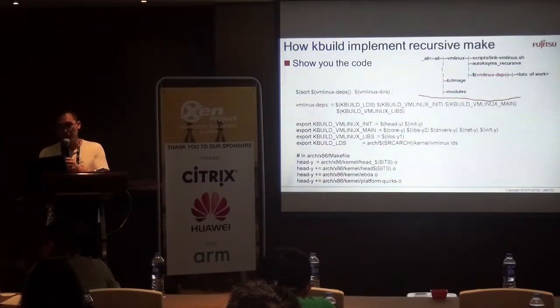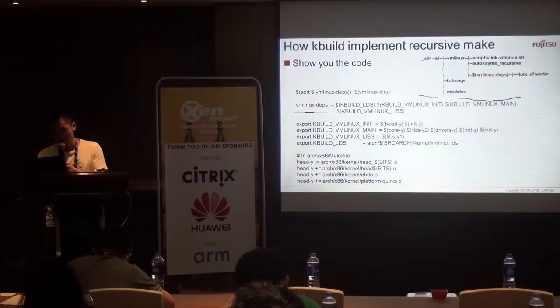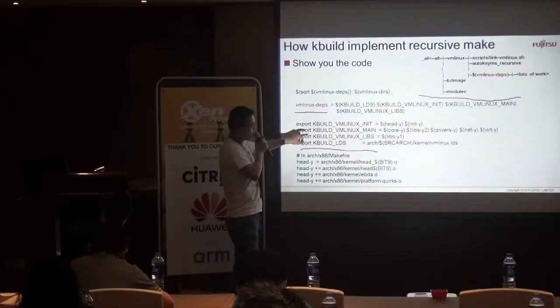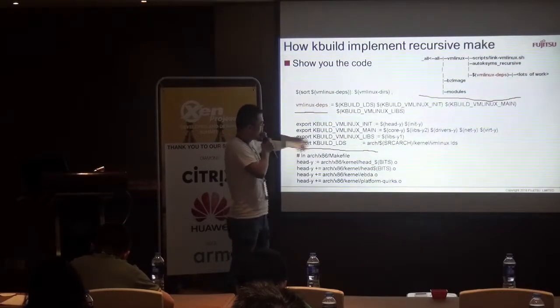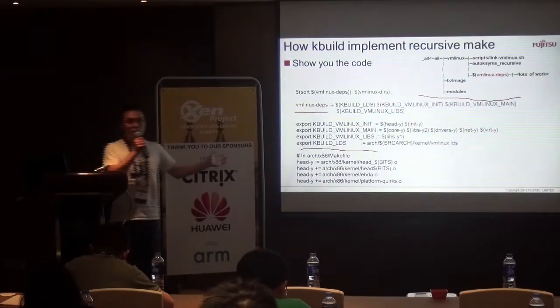All the object files that go into the vmlinux are indicated by this variable, vmlinux-deps. As you can see, there are many levels of variable assignment. This is the first level assignment, and the second level, and then the third level. The third level will consist of some concrete files.